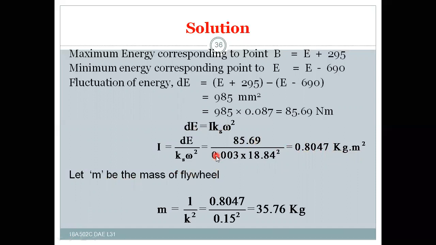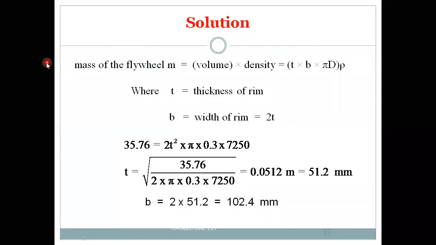M is equal to I by K square, whereas I is there for us in this and K is also there for us. Then after substitution of these values, M is equal to 35.76 kg. This is the answer for the mass of the flywheel. So the mass of the flywheel, m is equal to volume into density.